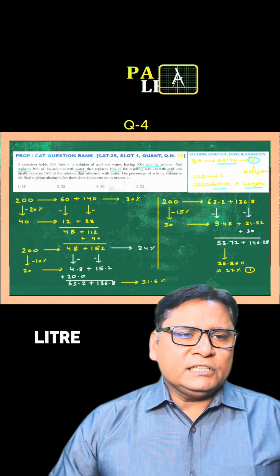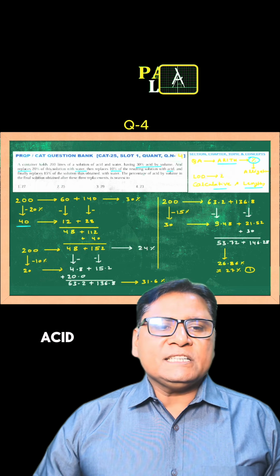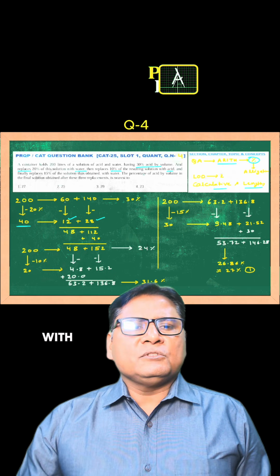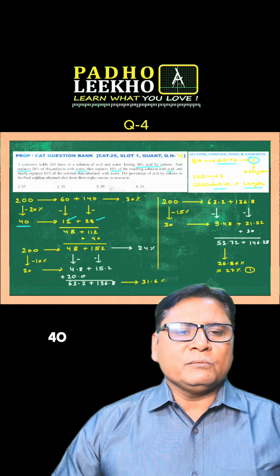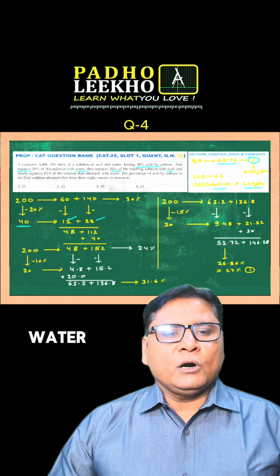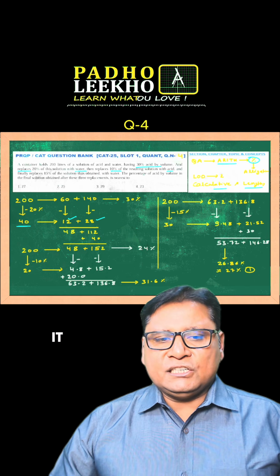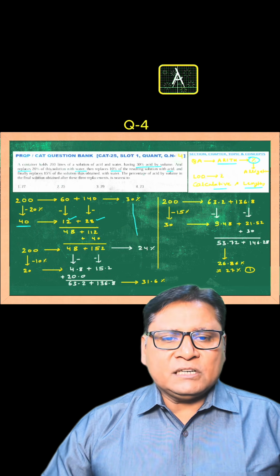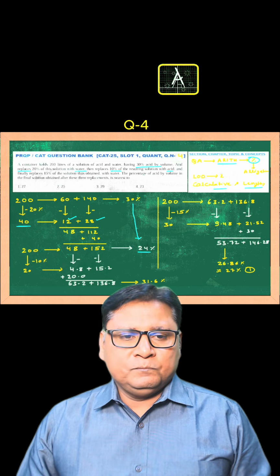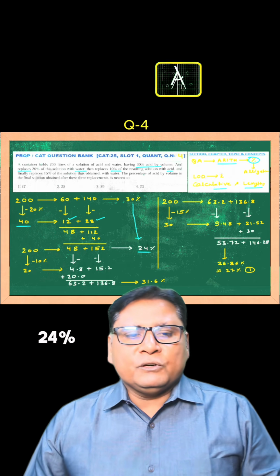Calculation-wise, this is 200 liters minus 20%, means 40 liters they have to take out. In 40 liters, 30% will be acid, means 12 liters acid, and remaining 28 liters water. Subtract from the original volume: 60 minus 12 is 48, and 140 minus 28 is 112. Now they have to add 40 liters of water, so water increases to 152 and acid stays 48. Earlier it was 30%, now it is 24%, because 48 liters of acid in 200 liters of solution.